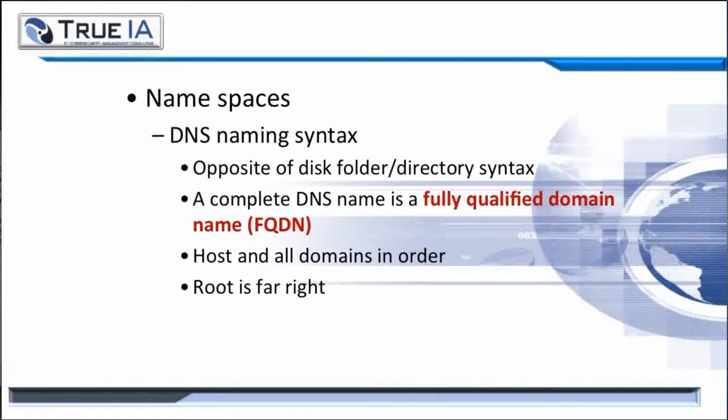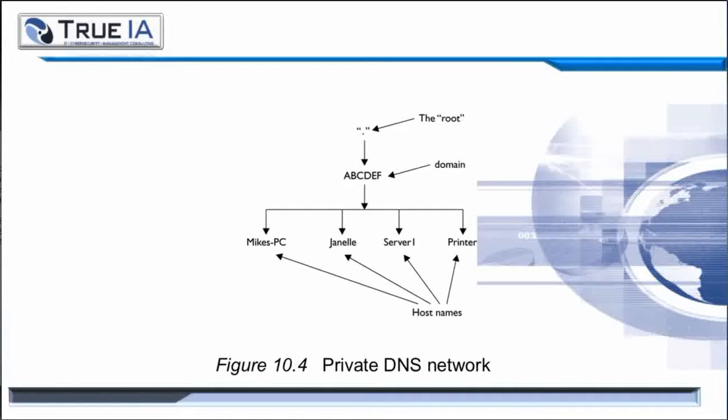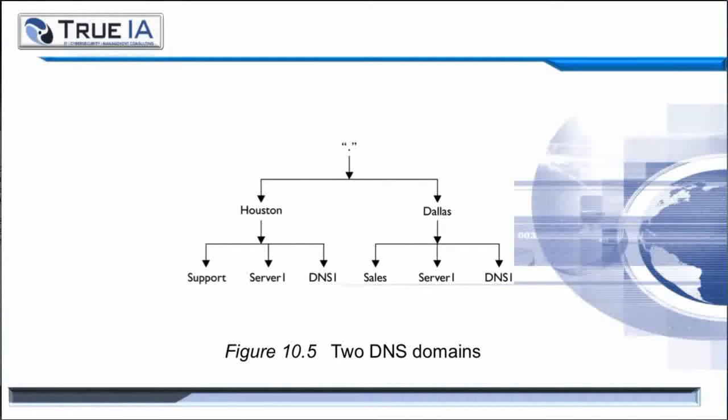So within DNS, there are certain rules that must be followed, starting with the DNS naming syntax. It's kind of opposite from the folder directory syntax that you're used to. With DNS, we call it the FQDN, or the fully qualified domain name. Hosts and all domains in order are listed with the FQDN, with the root being to the far right. So if I were to set up my own personal DNS, it might look something like this. Or if I had an organization that I needed to set up a DNS structure, it might look like this.